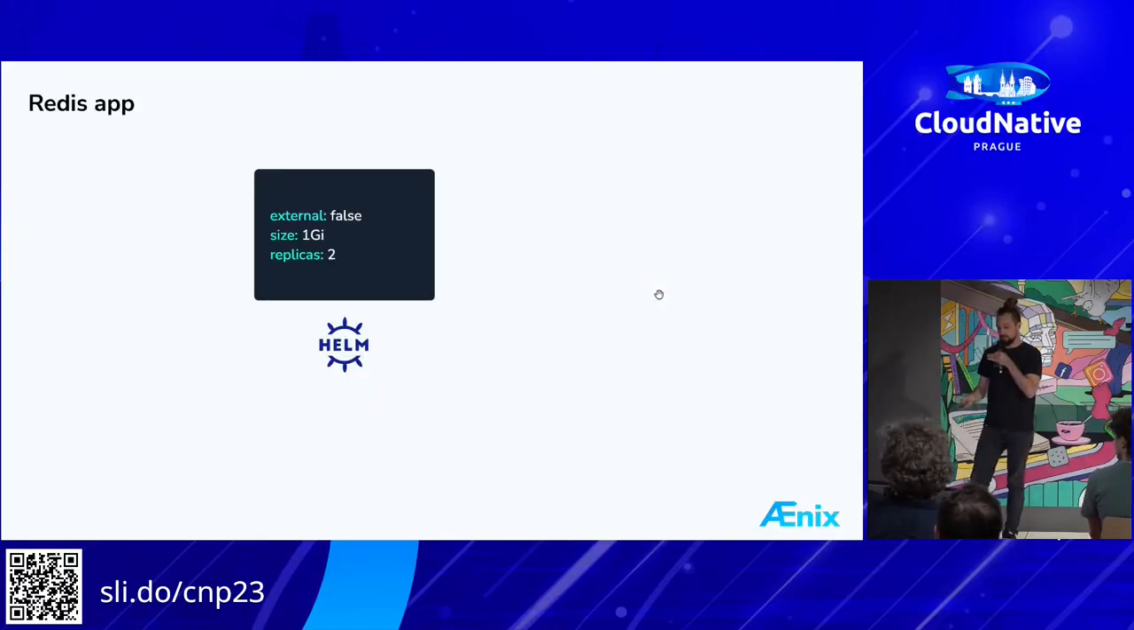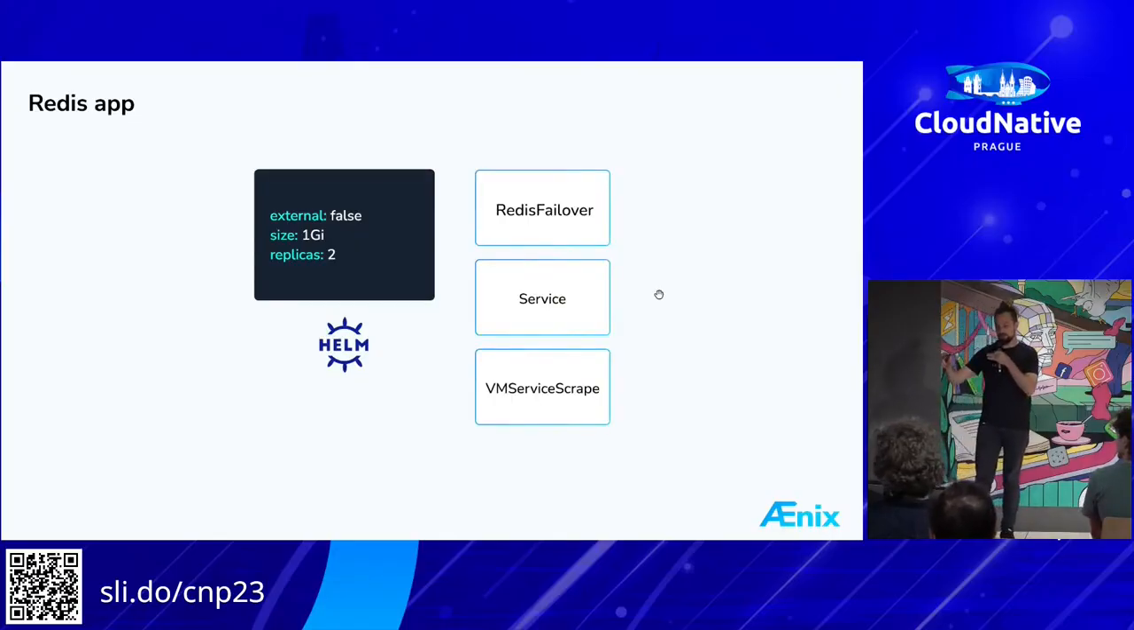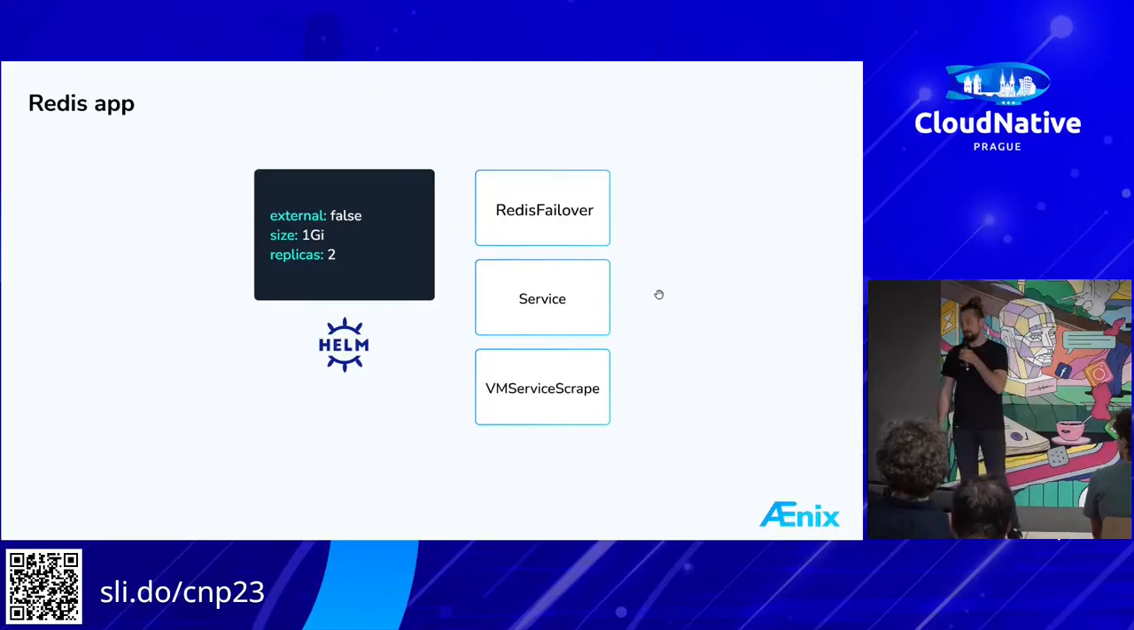For example, here, if you want to create a Redis application, you can specify bare minimum of the parameters. It will create few resources like Redis failover for the operator, service for accessing, and also additional resource for the Victoria metrics.